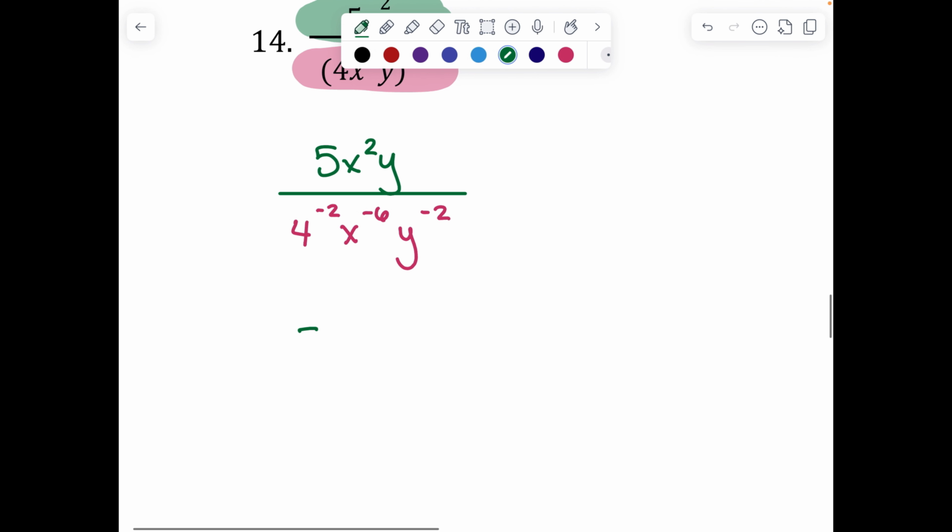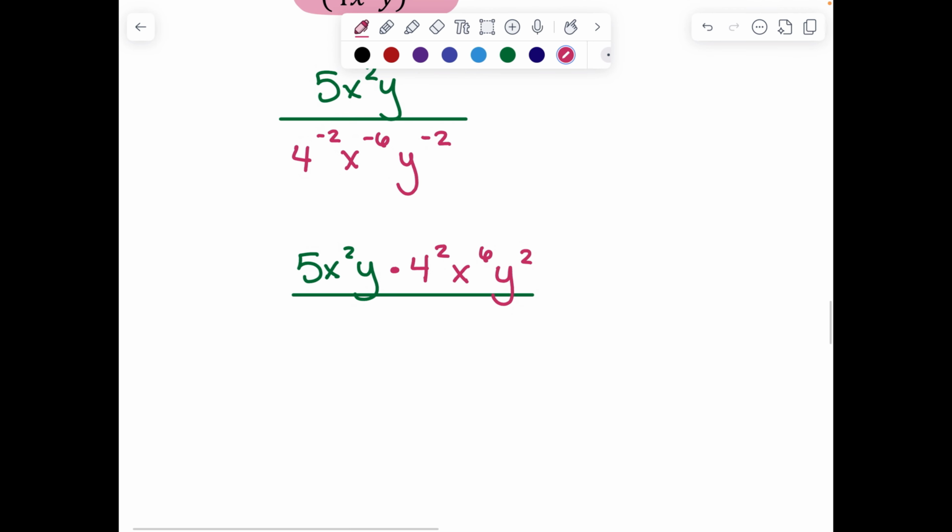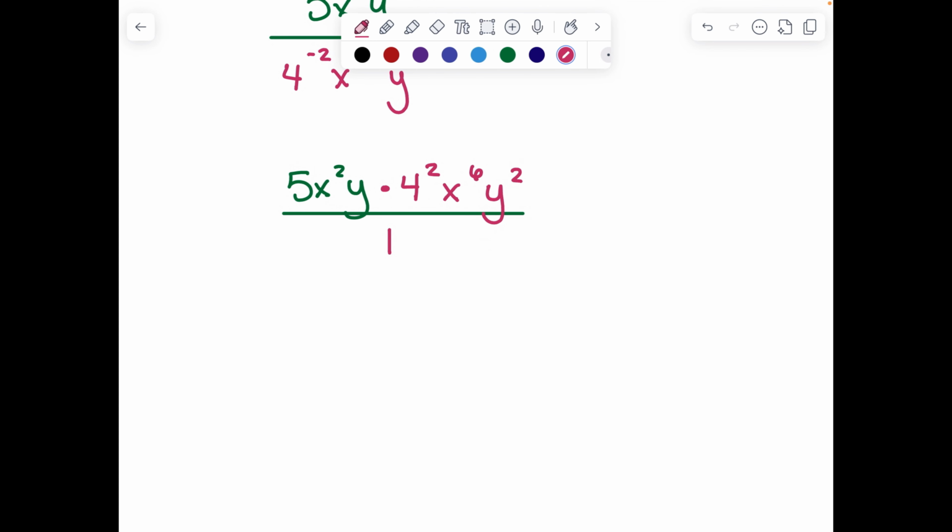So now I keep 5x squared y the same. There's no negative exponents there. I'm moving everything in my denominator that has a negative exponent to my numerator. So I end up with 4 squared, x to the positive 6th, y to the second. I now have nothing in my denominator, so you can put a 1, but you do not need it. You need it when it's in your numerator, don't need it when it's in your denominator. So we keep 5x squared y the same for now. 4 squared gives us 16.